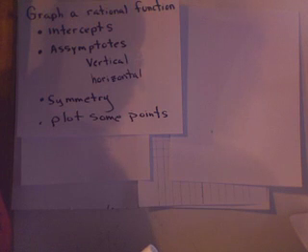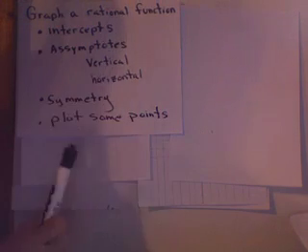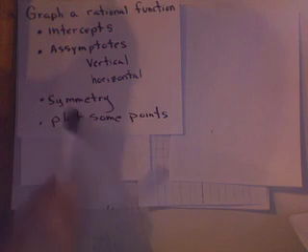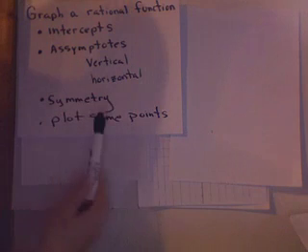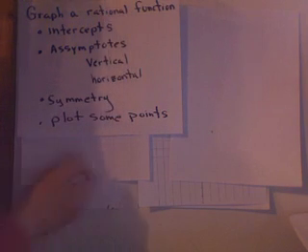All right, so we're going to graph some rational functions. It's important when you're graphing rational functions to graph the intercepts, the asymptotes, both vertical and horizontal. Look at the symmetry of the graph. If it has symmetry, that's helpful in getting a picture of what goes on. And then you're going to plot some points. So let's try a problem here.